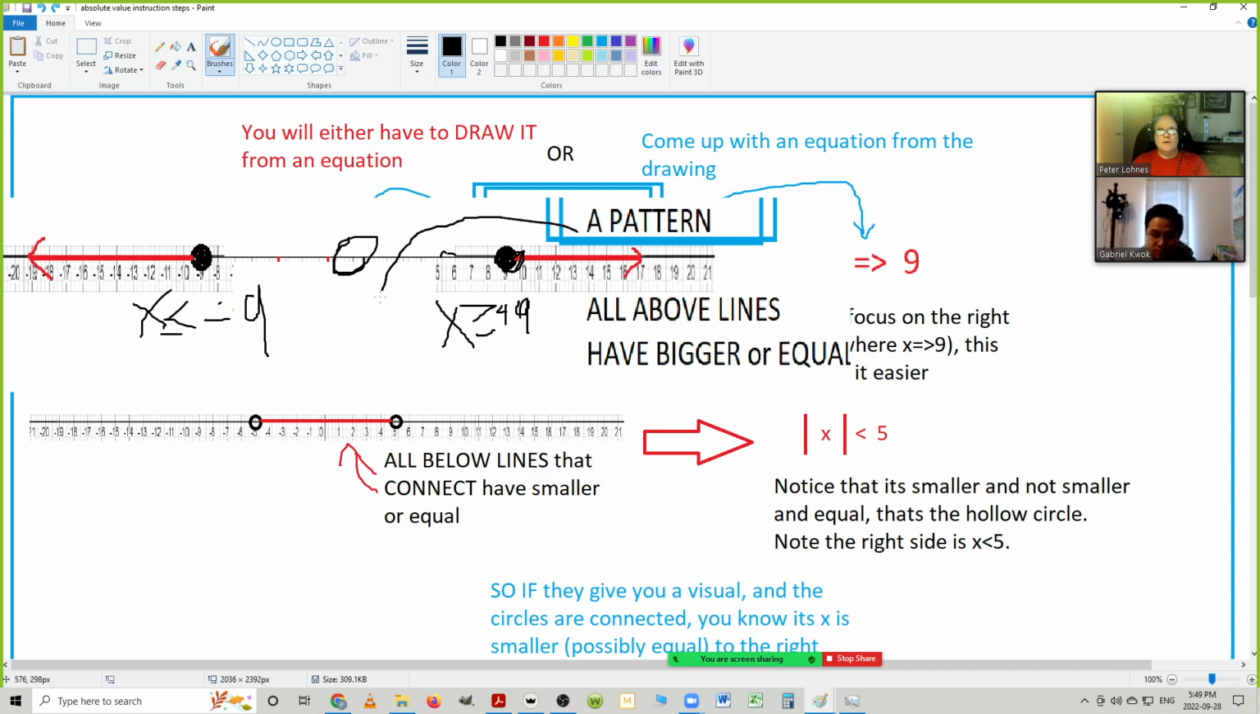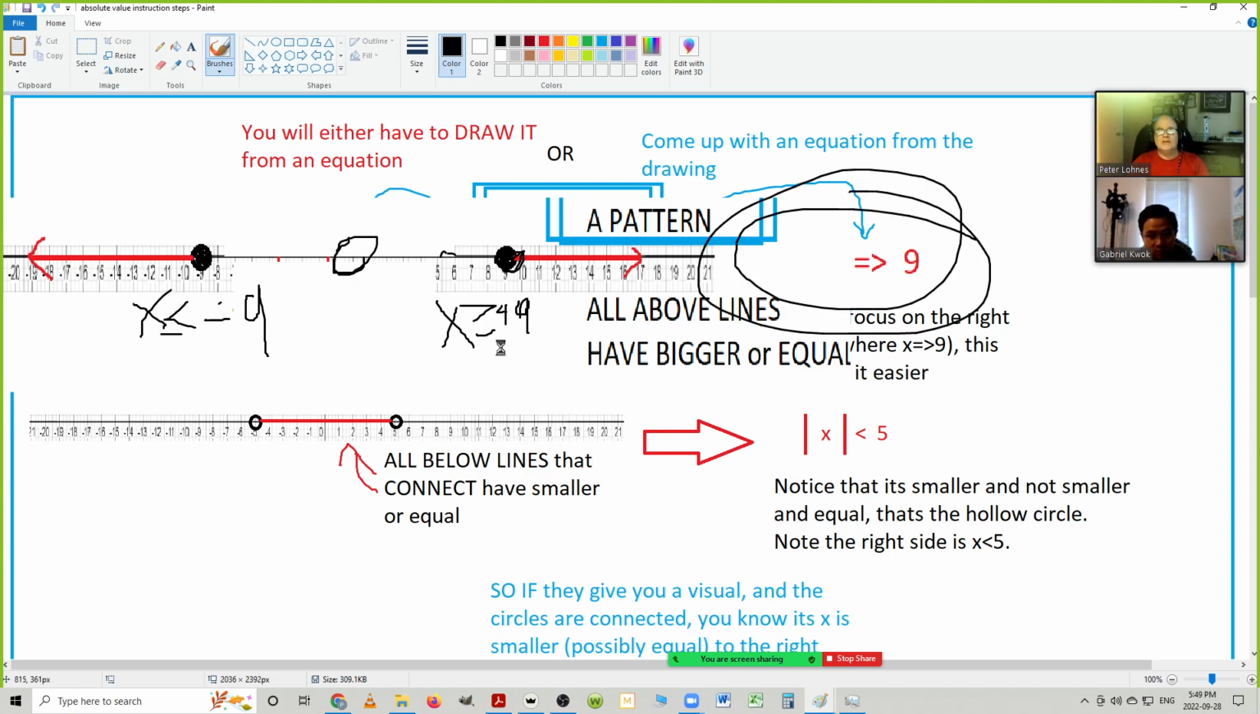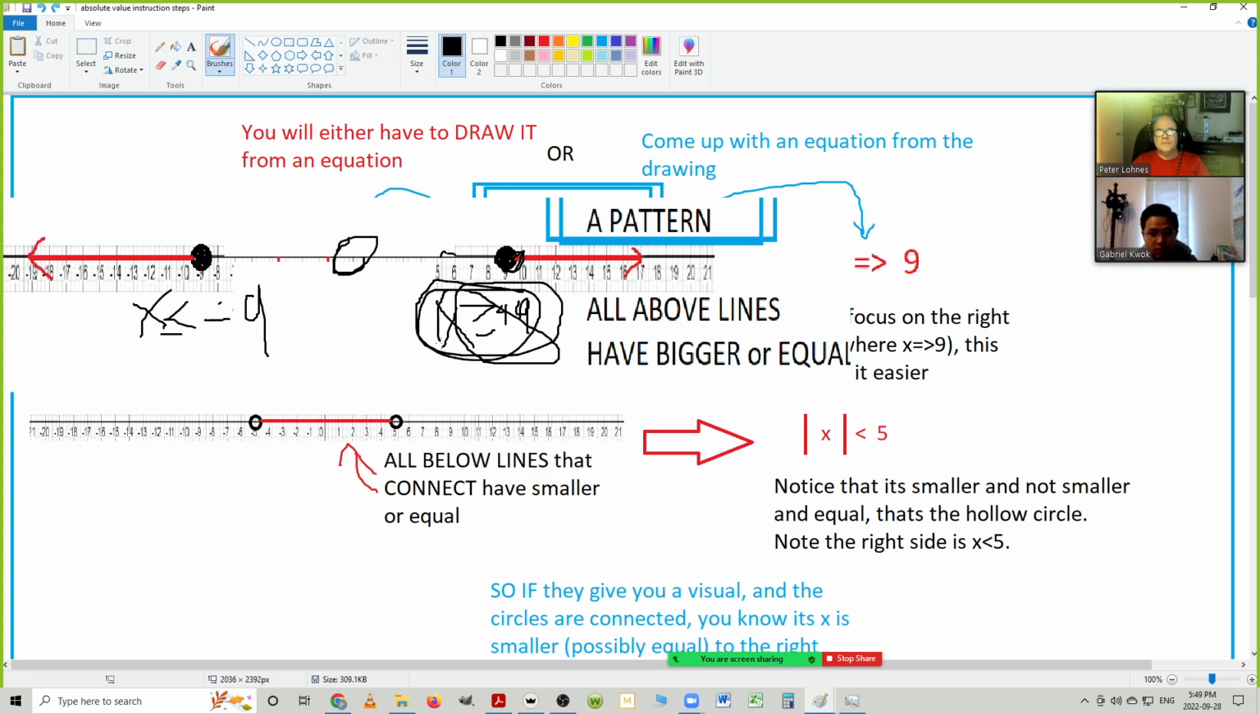Right. Now let's just focus on this right side. When the center is 0, the rule is very easy when we want to come up with the equation. What does this right side say? x larger or equal to positive 9. Right. And then when you find that, all you do is slap an absolute value there. Now it will work for both sides. Try it out.